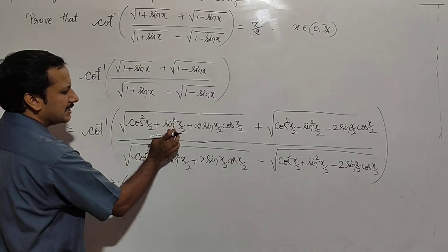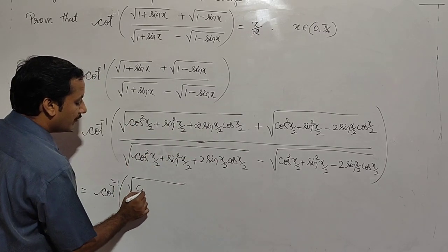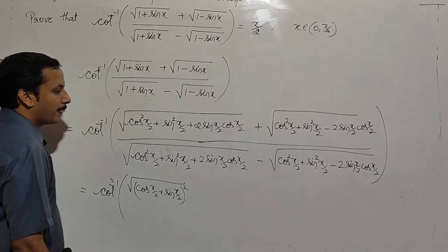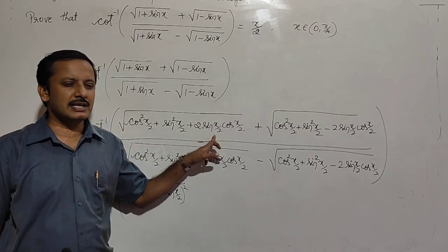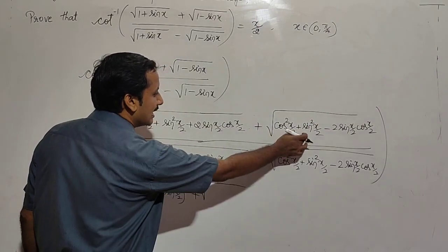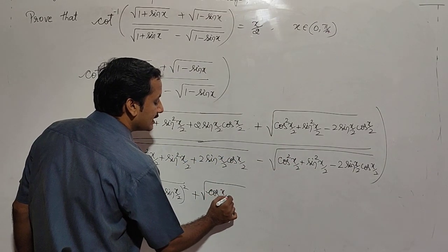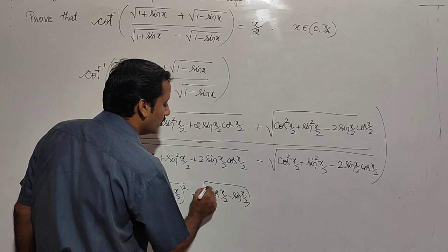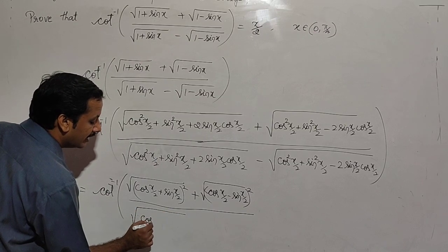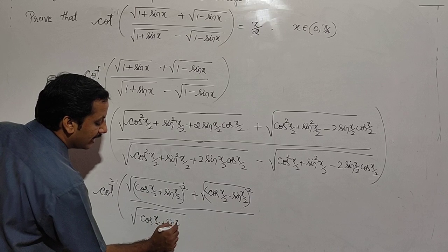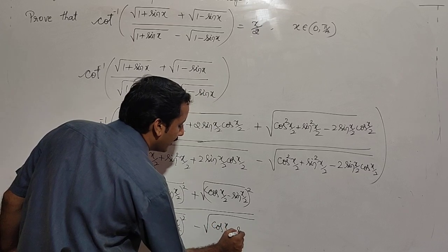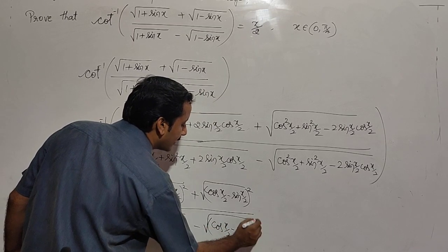Okay, that's equal to cot inverse of, this is cos x by 2 plus sin x by 2 whole square, root of cos x by 2 plus sin x by 2 whole square. a square plus b square plus 2ab can be written as a plus b whole square. So cos x by 2 plus sin x by 2 whole square. Similarly, in the second term we can write that as cos x by 2 minus sin x by 2 whole square divided by, in the denominator also we will do the same thing. It will be cos x by 2 plus sin x by 2 whole square minus root of cos x by 2 minus sin x by 2 whole square.